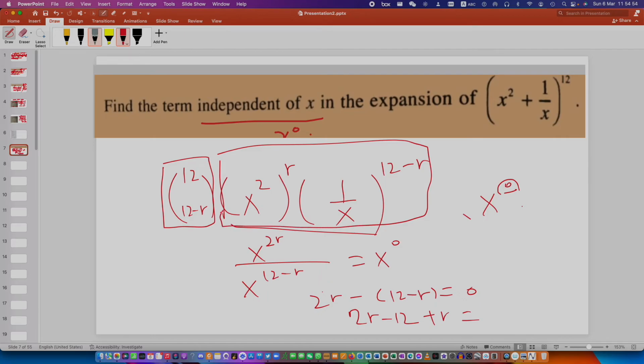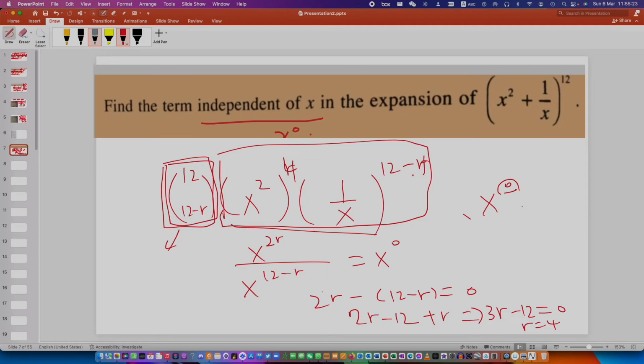Okay. This portion will give you the coefficient. In this case, it will give you the coefficient, which I need the r value to get. So that's why I ignore that first. In order to get the x to the power of 0 term, I get 3r minus 12 equals 0. So my r is equal to 4.